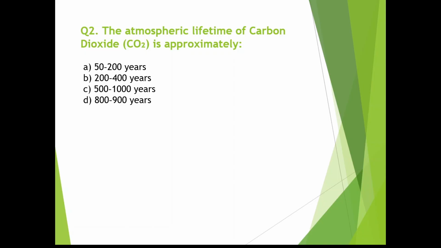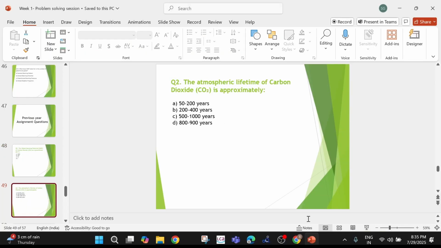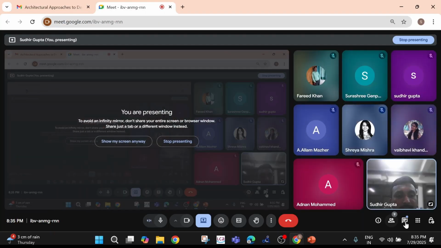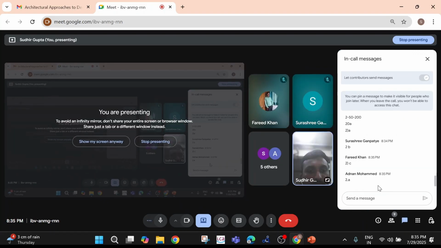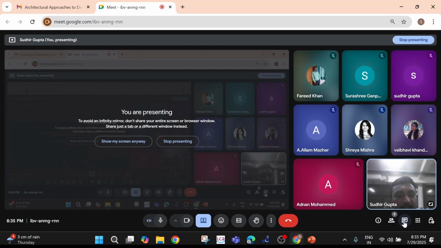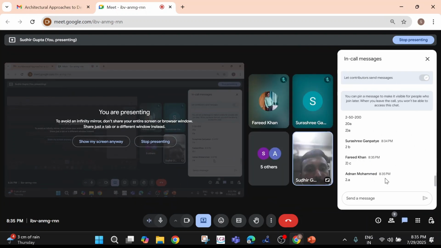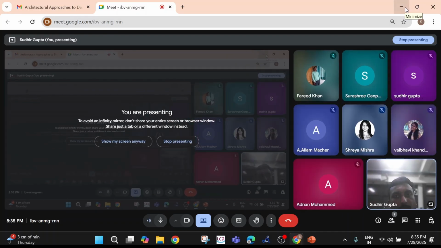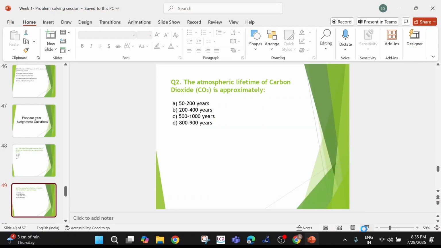Okay, so one person has opted A, one has opted B, and a third one has opted C. So only one of you can be correct. So two have opted A. Others also give your final answer. Then we will discuss this question and then move to the next previous year question. I think whoever wanted to answer has opted their options.